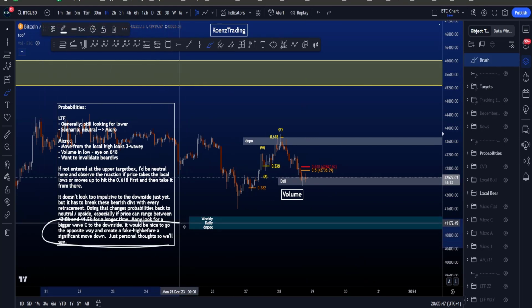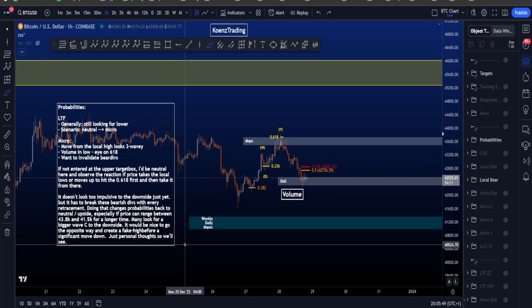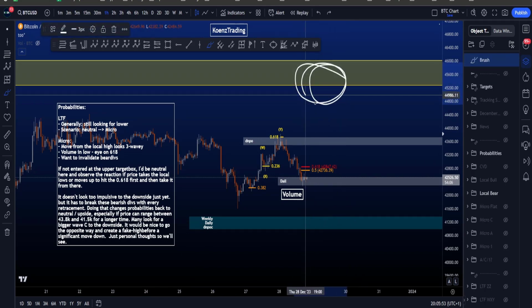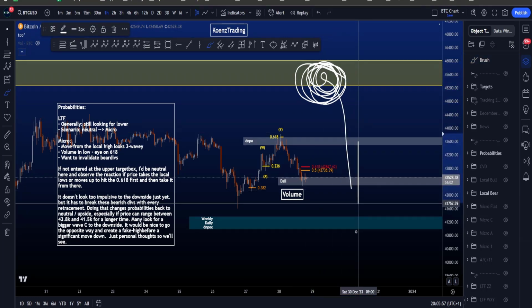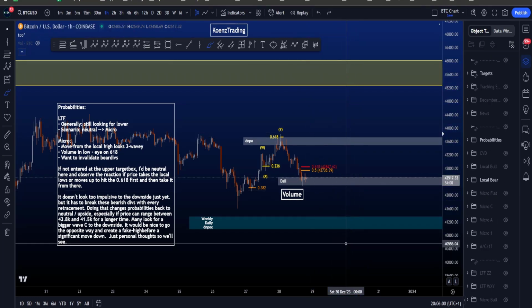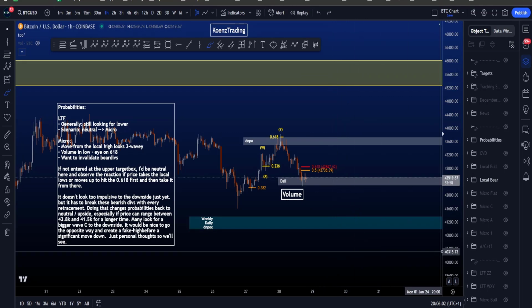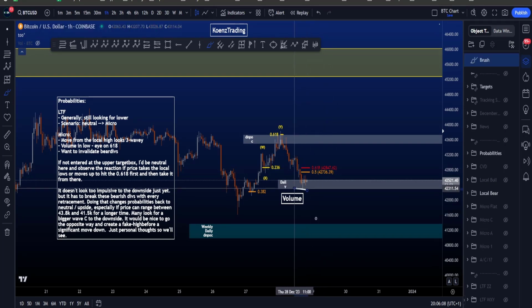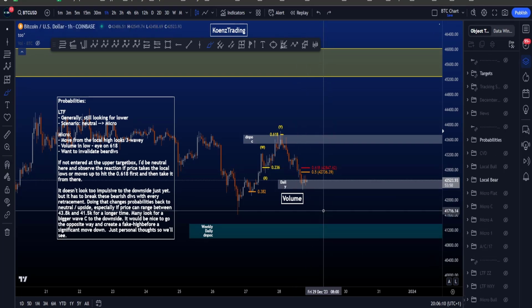And then I wrote over here, it would be nice to go the opposite way and create a fake high over here at about 45 something K before a significant move towards the downside. But that is just a personal thought, really. That has nothing to do with necessarily the probabilities, as locally we are looking for the 0.618 or the low to be taken, and then we take it from there.